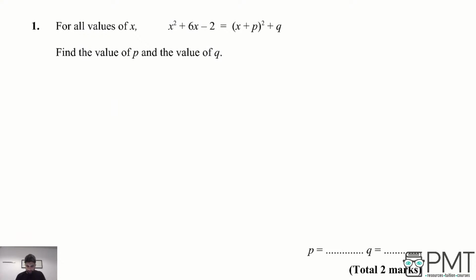So what should I do here? Well, I will apply my steps. So I'm going to say that x squared plus 6x minus 2 is equal to, so I put my bracket in there. The first term is an x.